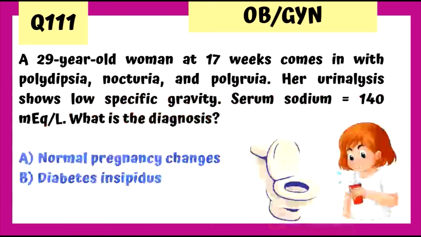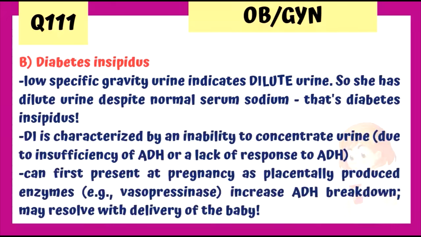Question 111. A 29-year-old woman at 17 weeks comes in with polydipsia, nocturia, and polyuria. Her urinalysis shows low specific gravity, so her urine is very dilute. Her serum sodium is normal. So it's normal serum sodium, yet her urine is dilute. That means we're talking about diabetes insipidus because they're not able to concentrate their urine. And remember, there are two types, either a lack of response to ADH or insufficient ADH. It can present in pregnancy, as the placenta produces enzymes that increase ADH breakdown, and may resolve with delivery of the baby.